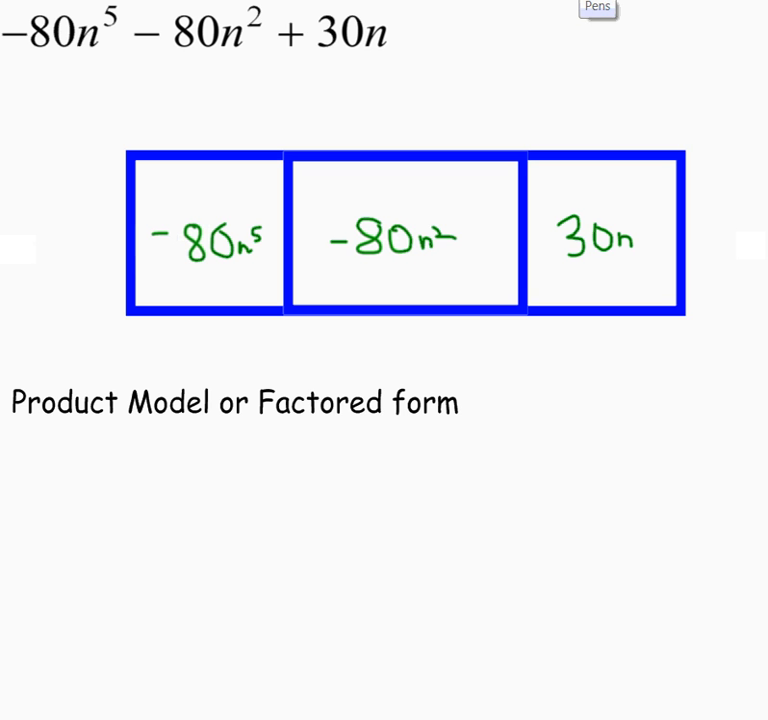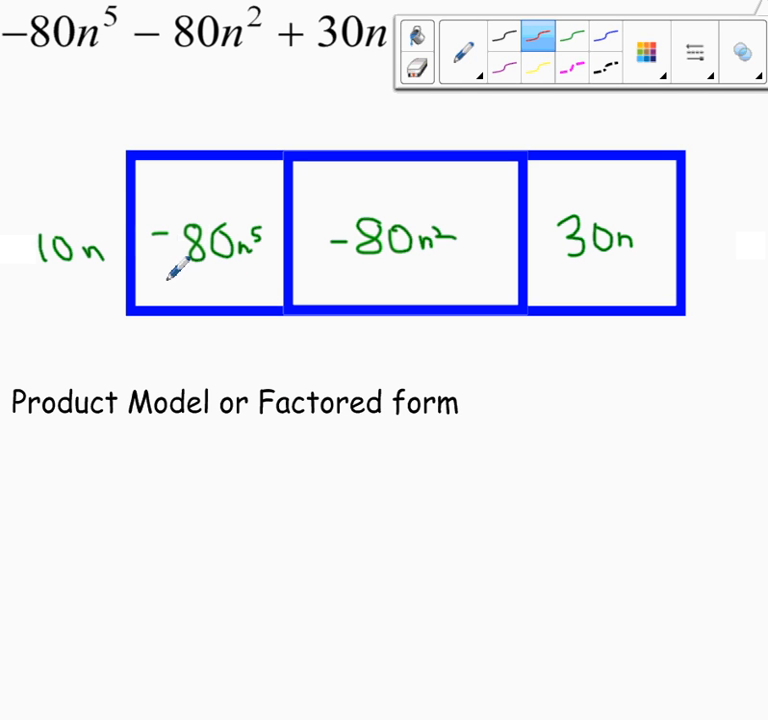Now, just like before, what do all 3 of these things have in common? Well, they have a factor of 10, and they have a factor of n. And what I want you to notice is that the smallest exponent is 1 on that n. So I'm only going to have n to the first power, right? Now, let's do our division.